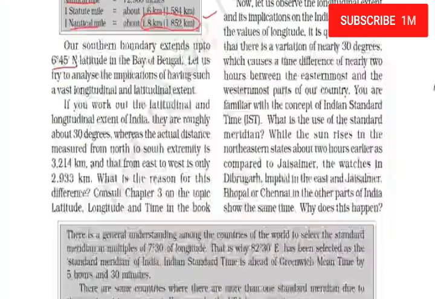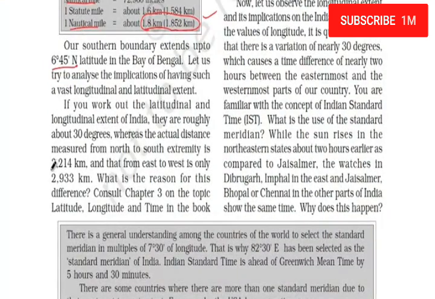Can you see? Nautical miles, 1 nautical mile is equal to 1.8 kilometer. Very, very important. Our southern boundary extends till 6 degree 45 minutes north. I have talked about latitude and longitudinal extensions. And can you see? The north-south is 3214 and east-west is only 2933. This is very, very important. India's north-south extension is more when compared to east-west.